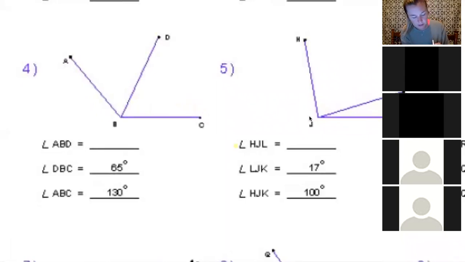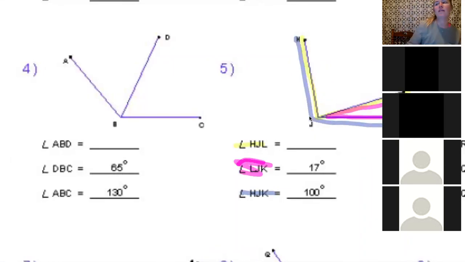Let's go ahead and look at another one, HJL. So HJL is right here. That is what we're trying to find this time. And then we have LJK. So LJK is right here. And lastly, we have, oh, I forgot to highlight that, didn't I? All right, lastly, we have HJK. So that's the whole entire thing.